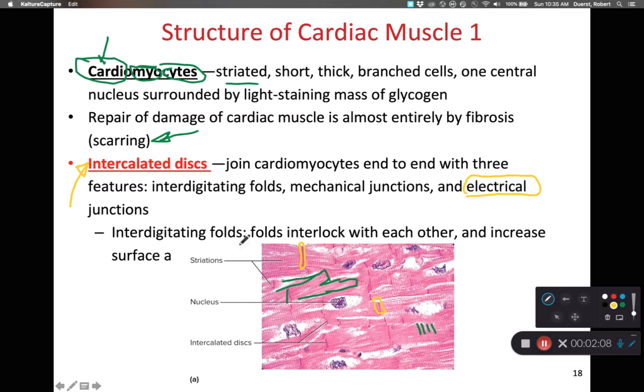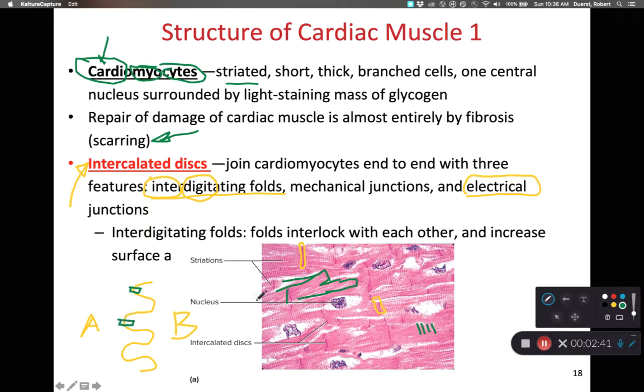They are also going to have what are called interdigitating folds. When we think of digit, think fingers. And then when we think inter, think in between. So if we were to zoom in really close on the intercalated discs, these interdigitating folds are just little fingers that fold back and forth to connect cell A to cell B. And then we have the gap junctions in between them.